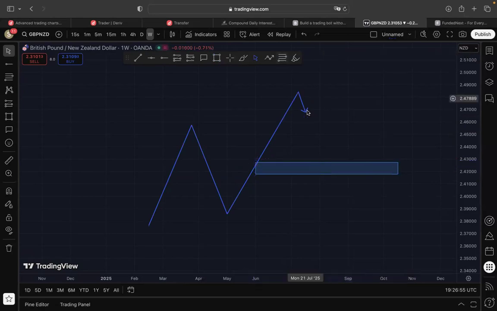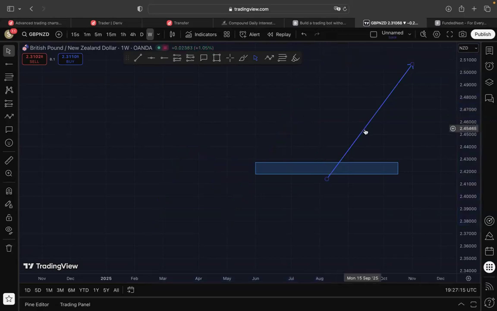We know that the market is going to at least fill in that gap before what? Continue going up. That serves as a point of interest. That's one thing you should understand. That serves as a strong point of interest. So let's continue here. So we now understand how to locate our fair value gap.